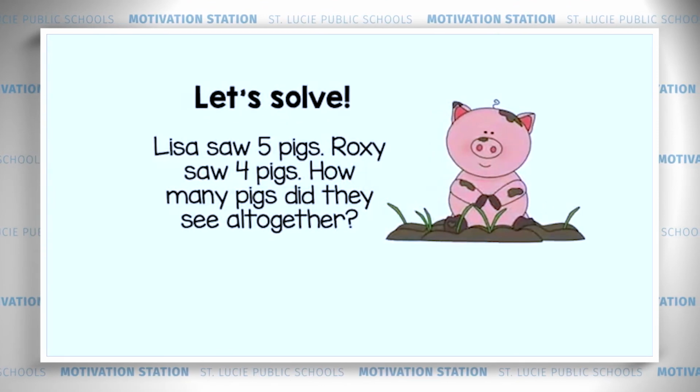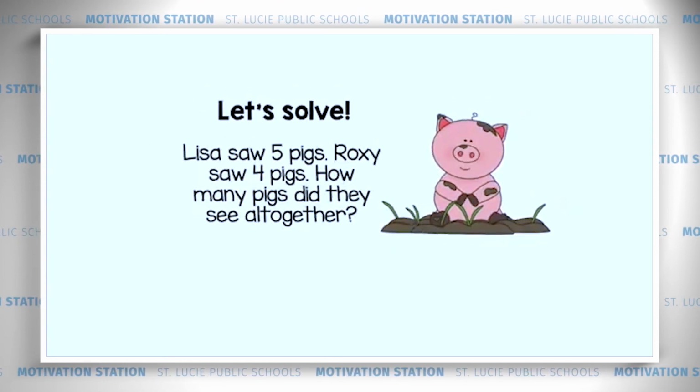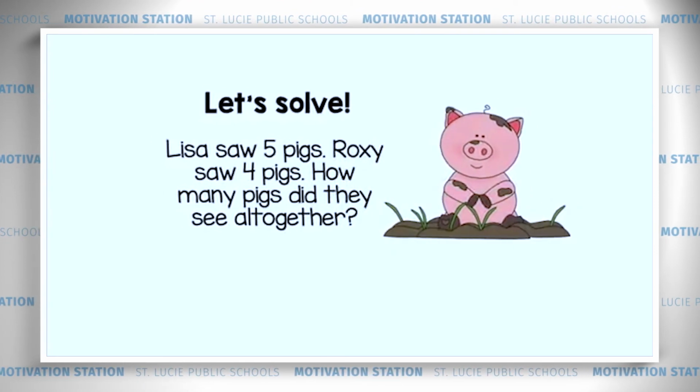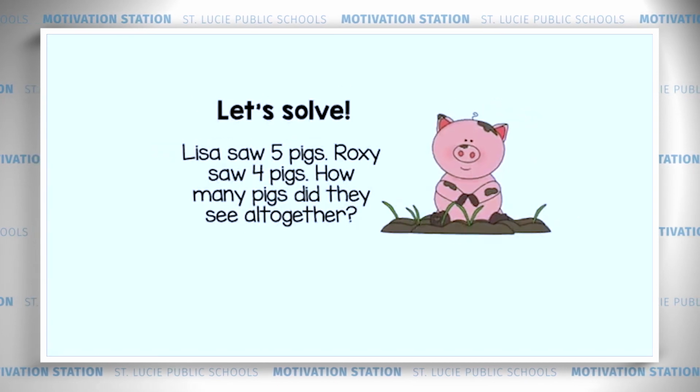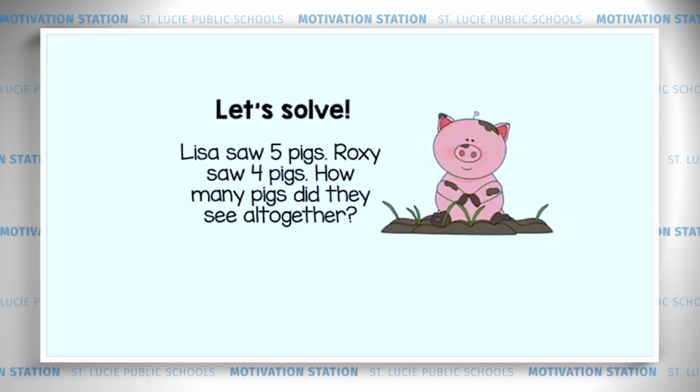All right, the next problem. Lisa saw 5 pigs. Roxy saw 4 pigs. How many pigs did they see all together? I think I'm joining here. Let's add. 5 plus 4 equals 9. You're right.